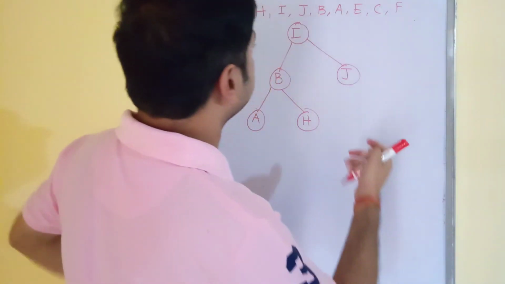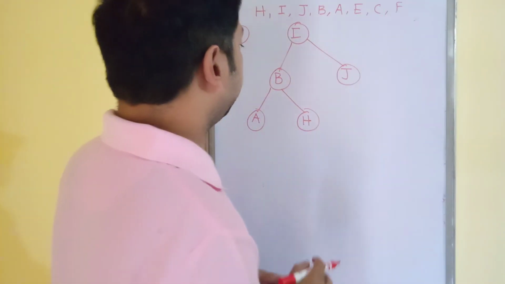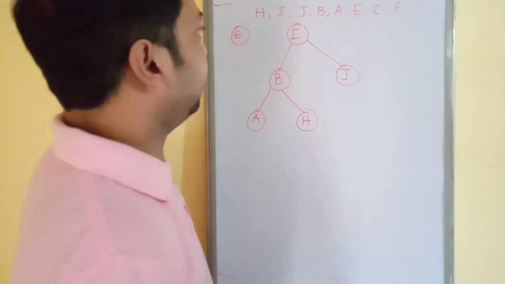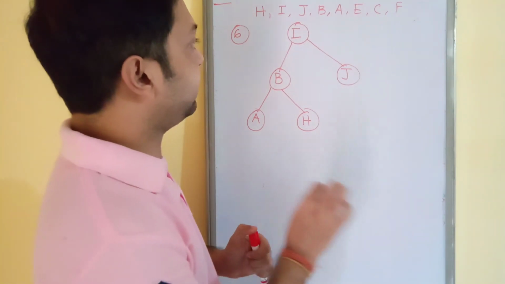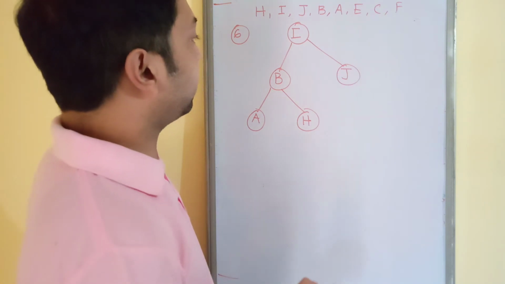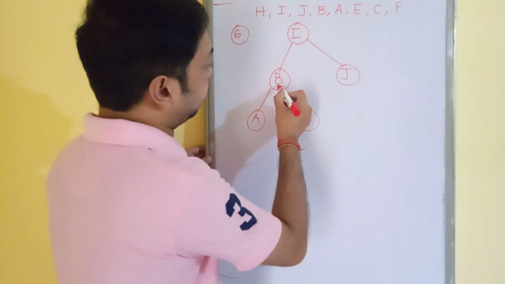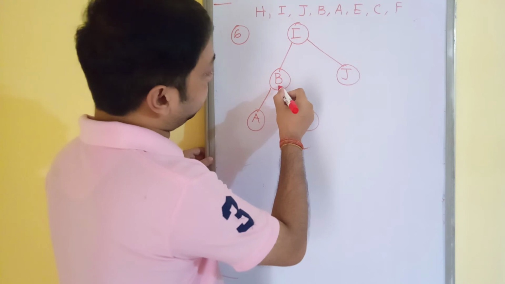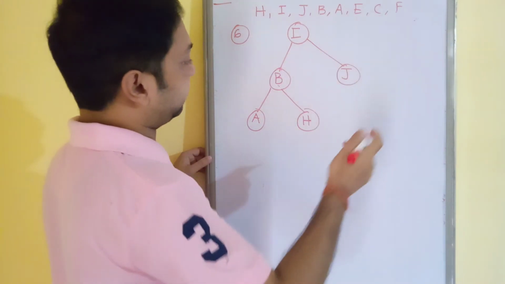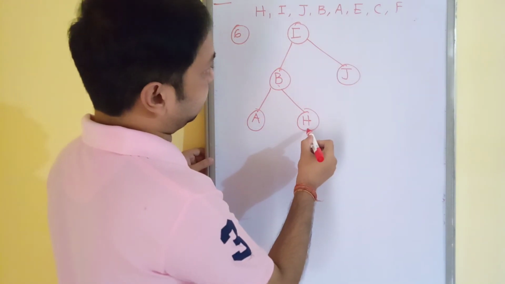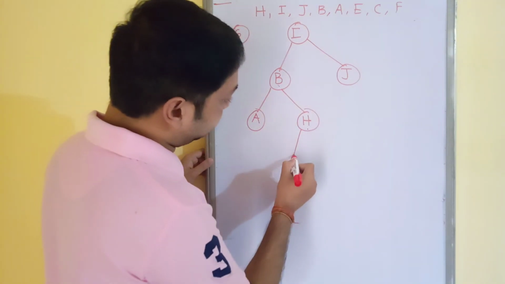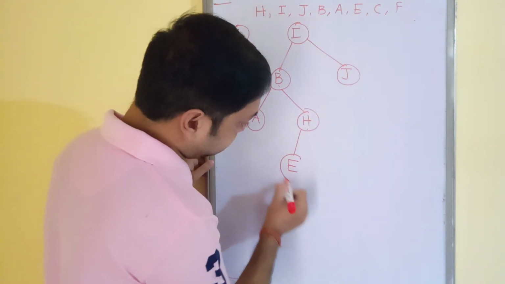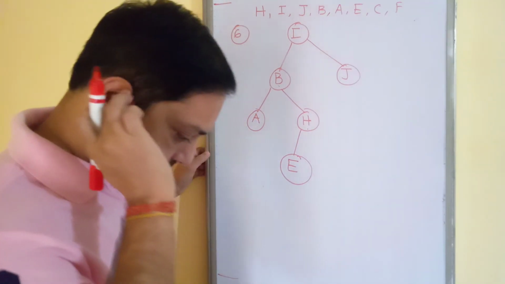Now the next node to be inserted is E. So where will E be inserted? E is smaller than I because A, B, C, D, E, F, G, H, I. So E comes before I, so it is smaller than I. Now B. E is larger than B because A, B, right? Now come to H. H is greater than E, so that will be inserted on the left hand side.